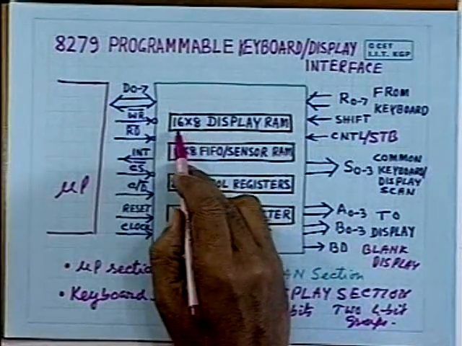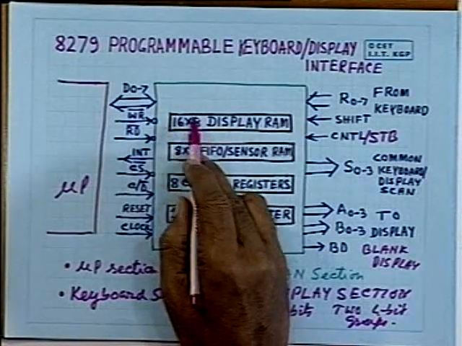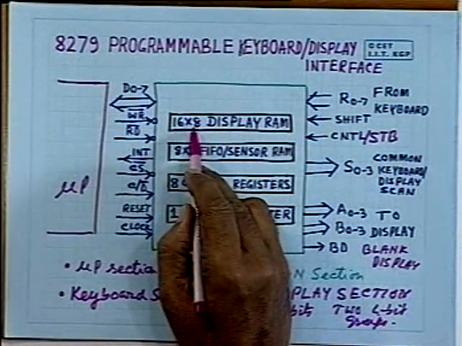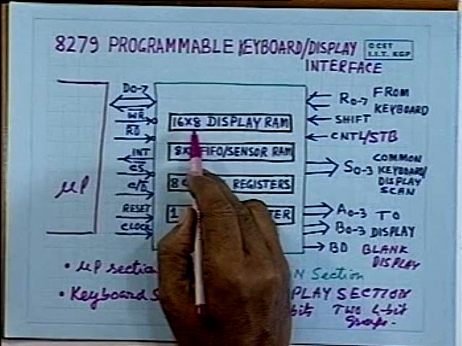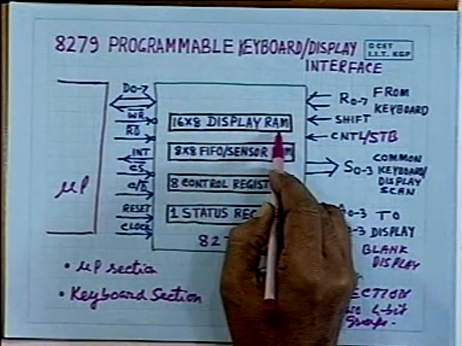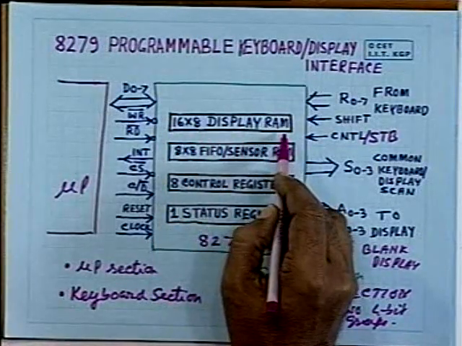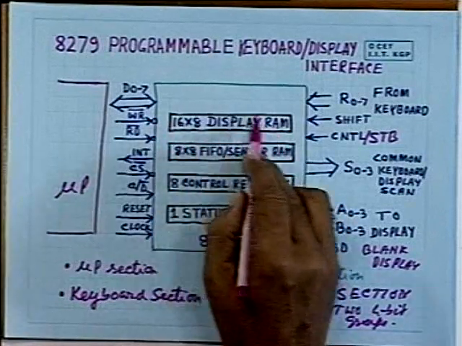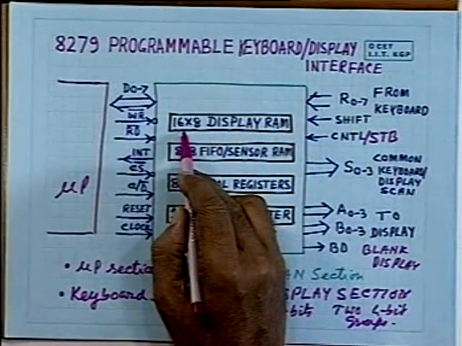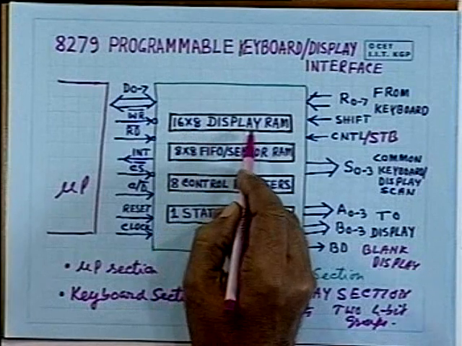So you can see 16 by 8 registers, that means 16 registers of 8 bits are available as display RAM. The information you want to display on 16 digits can be stored here. So it can be used to store the information of 16 digits.